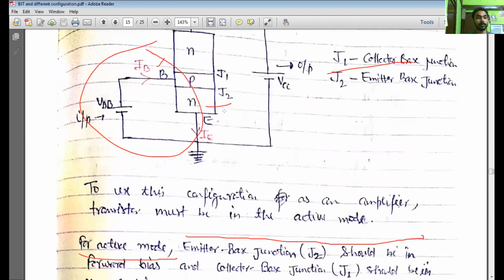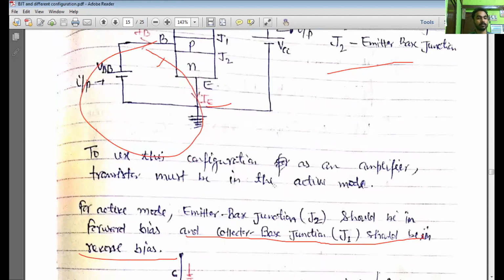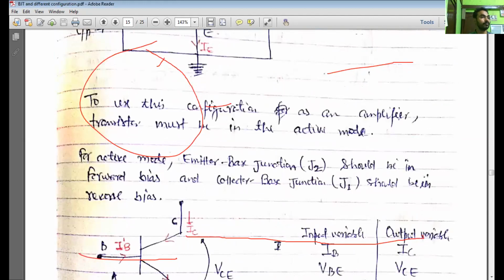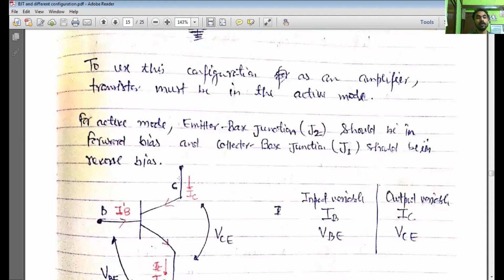And J1, that is the collector-base, should be in the reverse bias. Okay, so now you understand that earlier J1 was in the forward bias in the previous example when we talked about the common base. Here I have made J1 reverse biased and J2 forward biased.